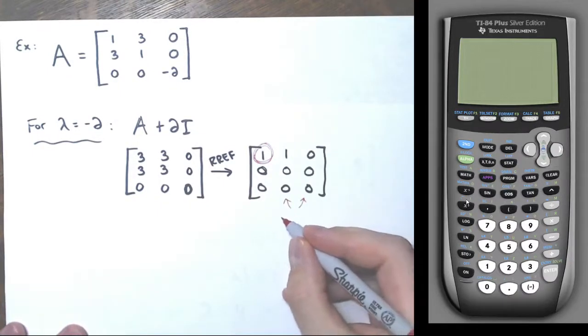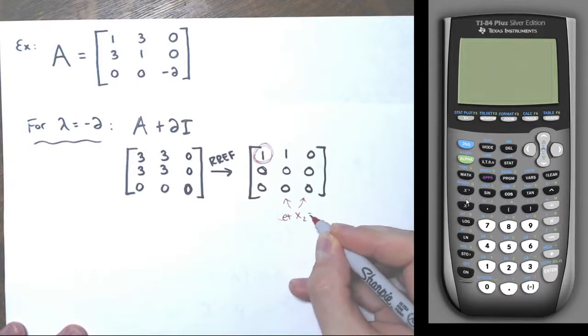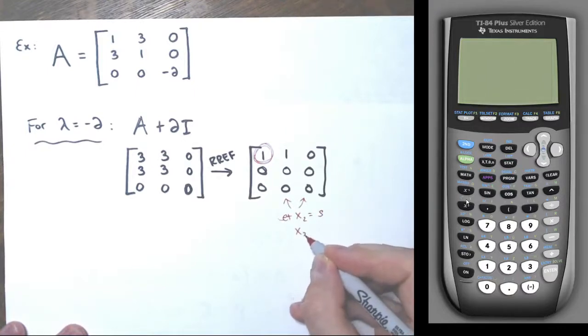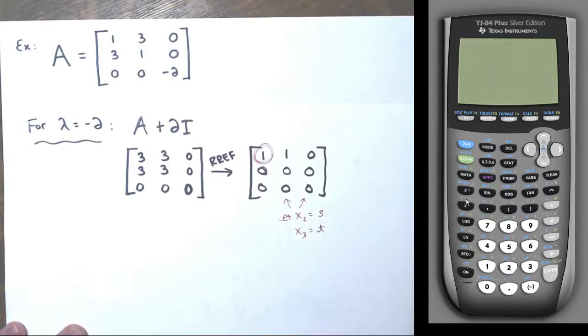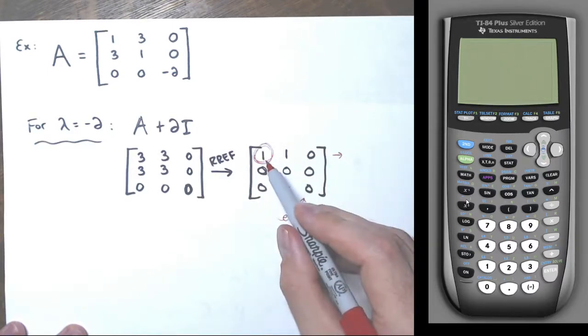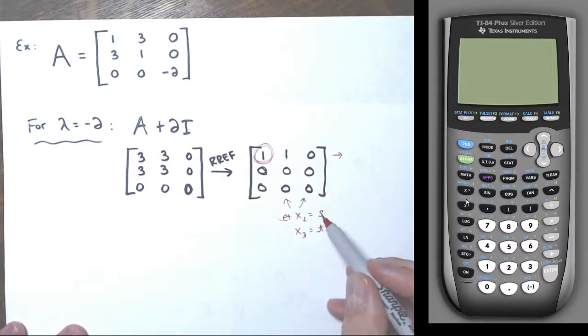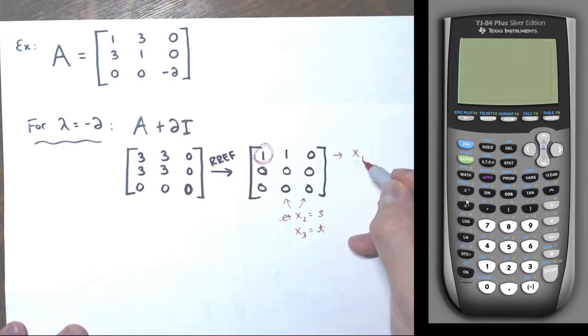All right. So I'm going to let x2 be s and x3 be t, because again, they're different variables. Assign them different parameters. From this first row, we're seeing that x1 plus just x2. So x1 plus s equals 0. So x1 equals -s.